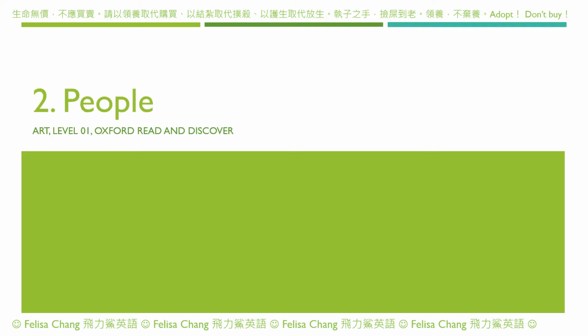Chapter 2. People. Many artists paint people. This picture is by an artist from Spain. There aren't many colors in this picture, but it's a nice picture. The boy is happy. He's with his dog.